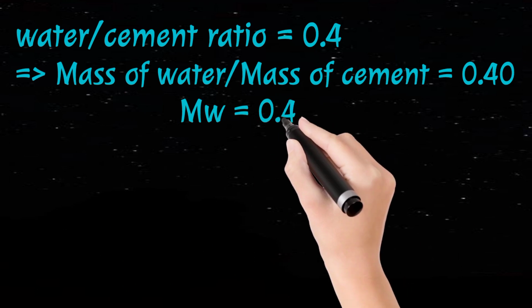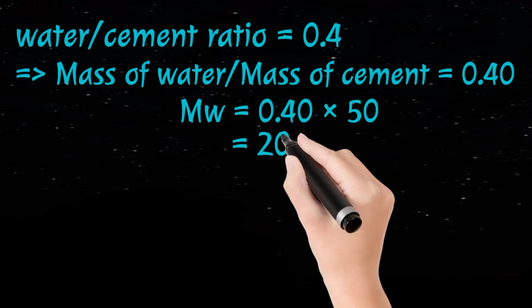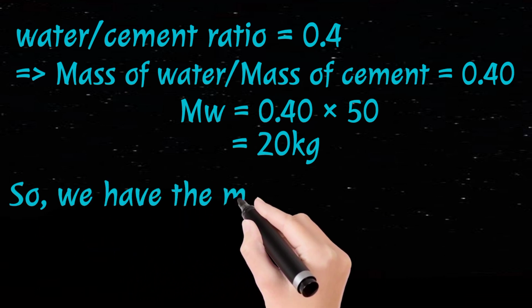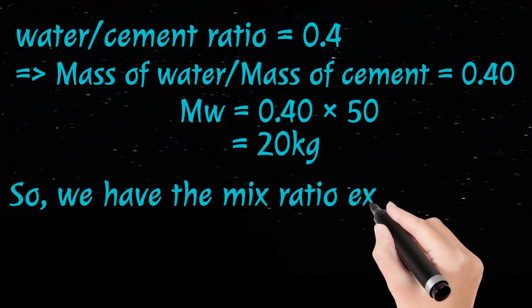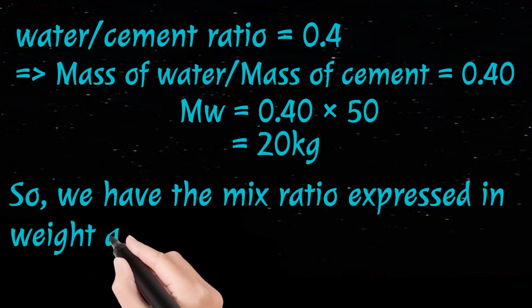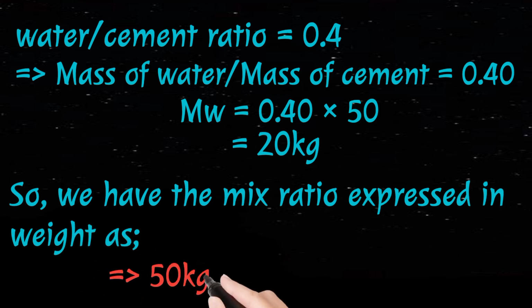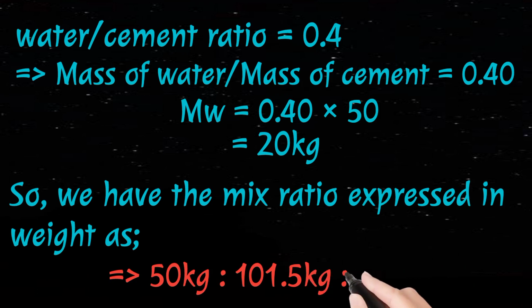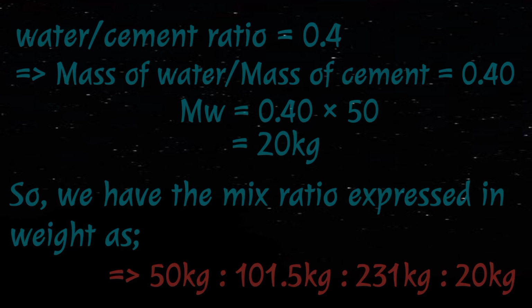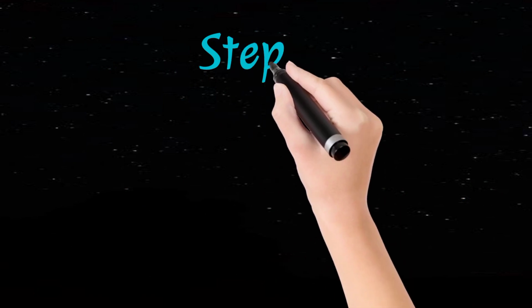So the mass of water, because water is part of the concrete, it makes concrete. From the water cement ratio, we are going to get the mass of water. We have it at 0.4 from the question. So mass of water to mass of cement is equal to 0.4. That is what water cement ratio is. It's simply mass of water to mass of cement. So using mass of water as the subject of the formula, we have it as 0.4 multiplied by 50. So we have it as 20 kg. So expressing the values for weight in ratio, we have it as 50 kg for cement, 101.5 for sand, 231 for granite, and 20 kg for water.